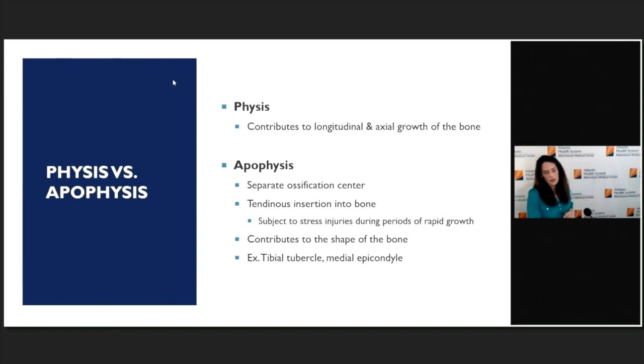And we also have to understand what's a physis and what's an apophysis. So the physis is the growth plate. It contributes to the longitudinal growth of the bone as well as the girth of the bone. Whereas an apophysis is a bit of a misnomer. It's really not a physis per se. It's a separate ossification center, where it gets its name from, but it's basically where a tendon inserts into a bone. For example, where the patellar tendon goes into the tibial tubercle. And it helps to contribute to the shape of the bone. It can be subject to certain stresses during periods of rapid growth, which we'll hear about in a couple of talks from now.